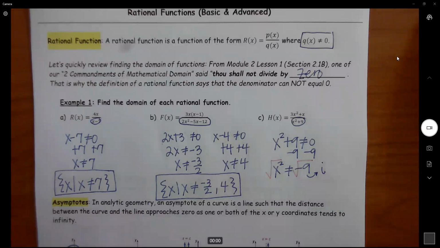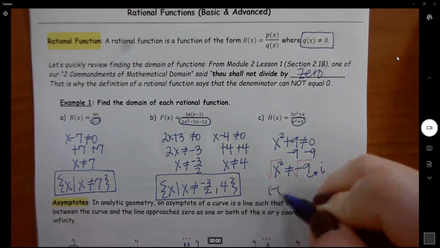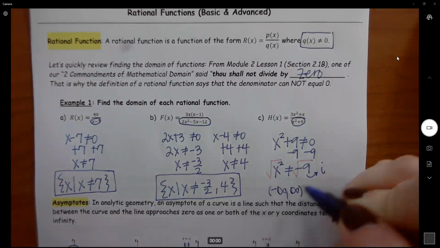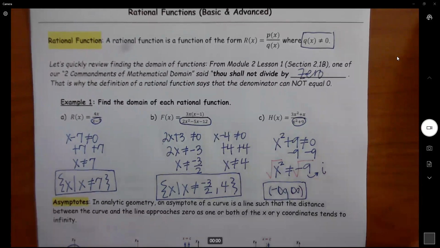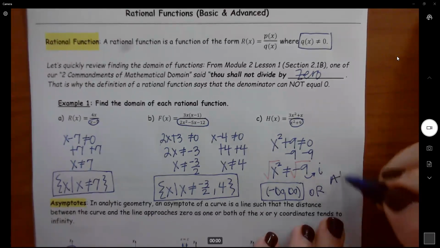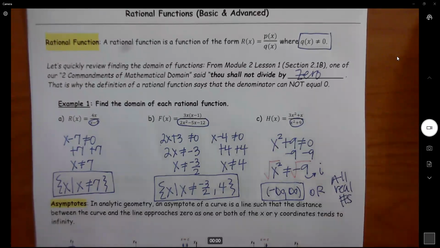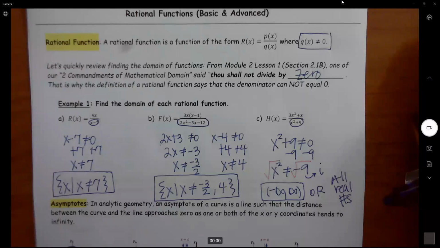Because my answer is imaginary, that means my domain is negative infinity to infinity, all real numbers. All right, so that concludes this first video on finding the domain of a rational function, which should again be a review.